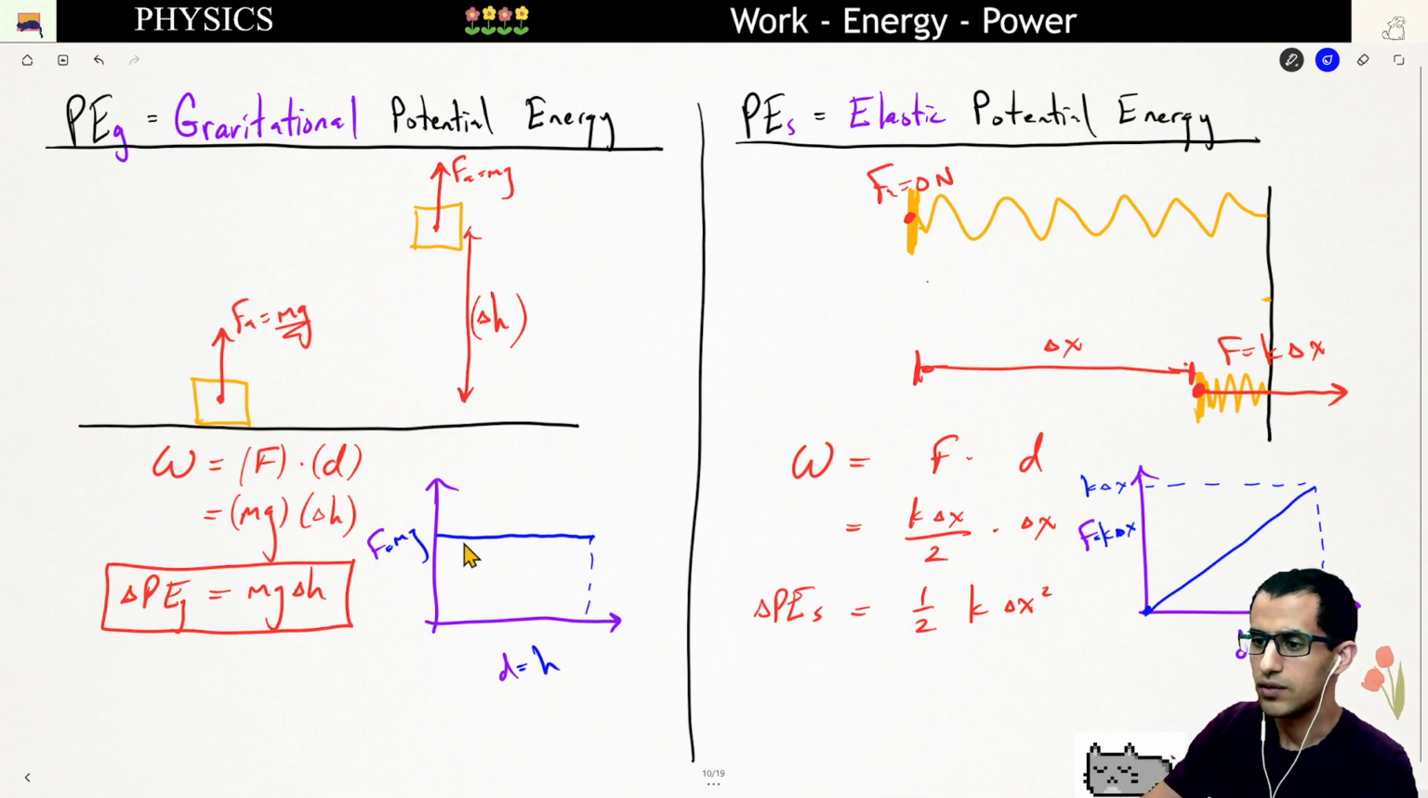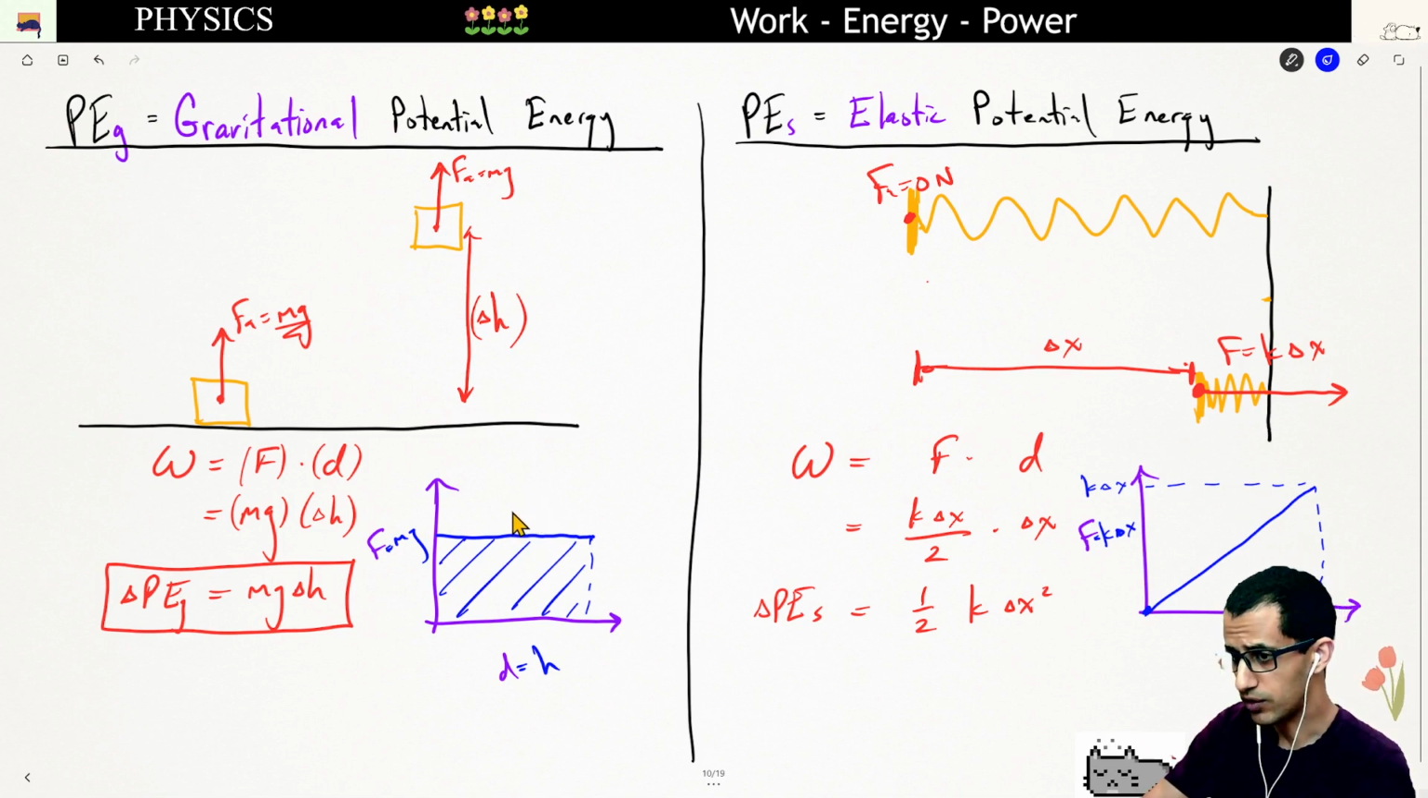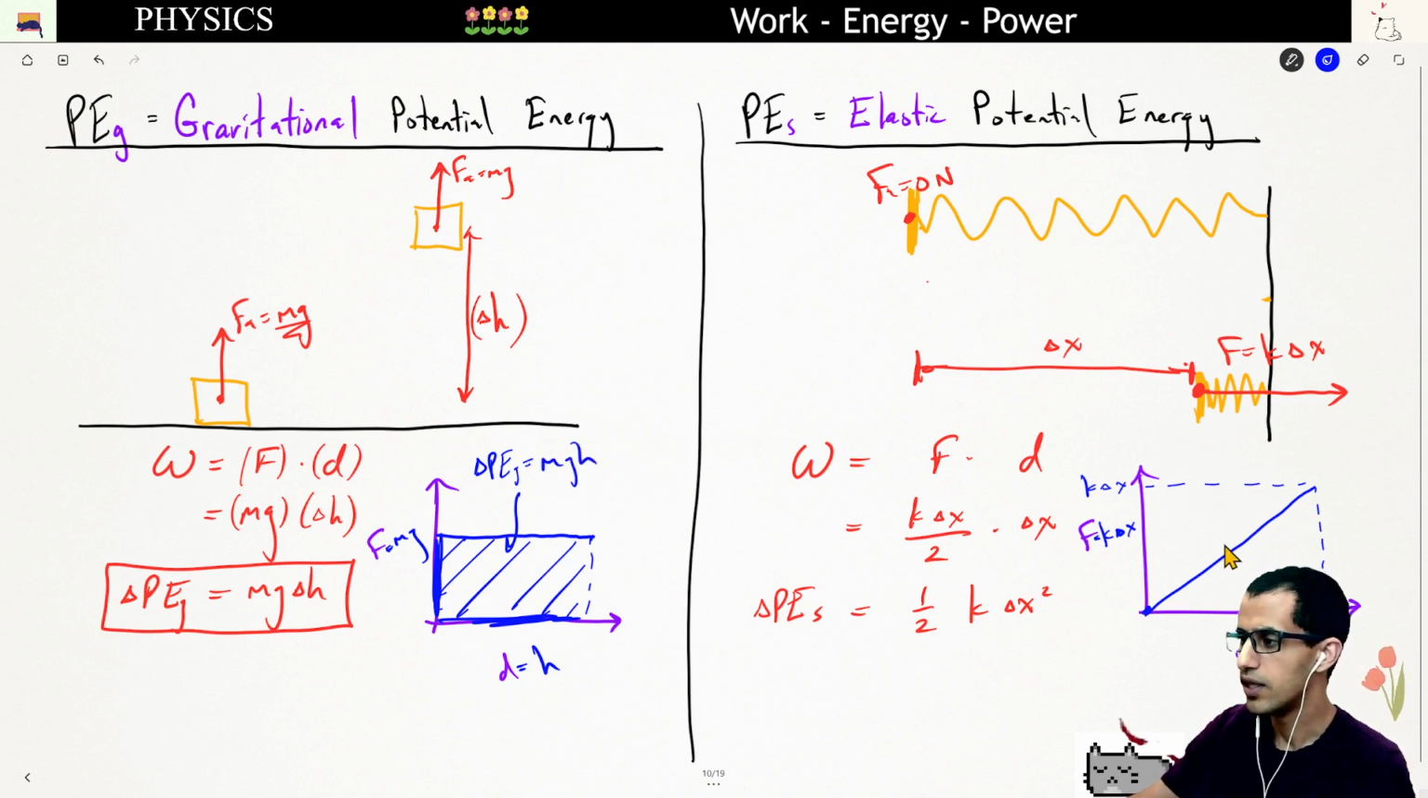So the work here is going to be equal to the area of this graph, and that's going to be equal to the change in energy. So the change in potential energy here is equal to the height times the base of this rectangle, and we get mgh. Here, the work done is going to be equal to the area of this triangle, and the change in elastic potential energy is going to be equal to the area of this triangle, which is going to be 1/2 k delta x squared.